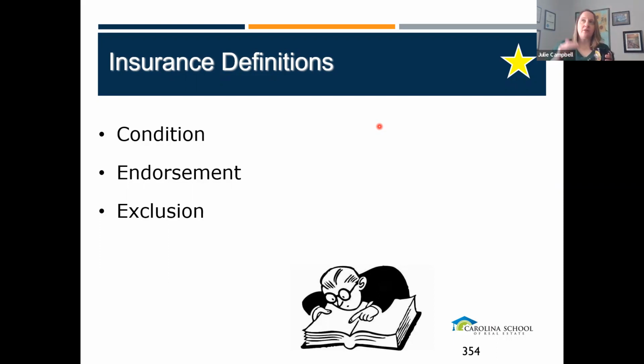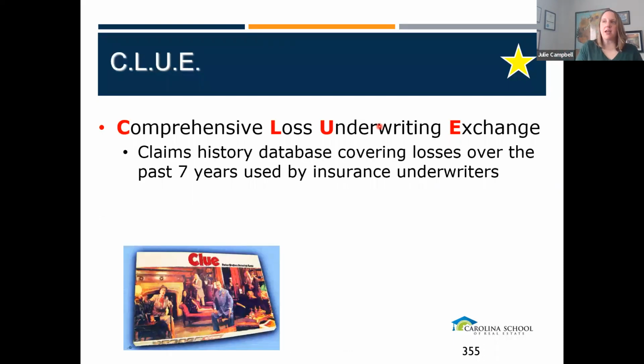So when your buyer starts shopping around for homeowner's insurance, the homeowner's insurance agent needs to determine what their premium is going to be, what their cost of coverage is going to be. And not all people and not all property are easily insurable. One thing that the homeowner's insurance agent will pull is something called a CLUE report. CLUE stands for Comprehensive Loss Underwriting Exchange.